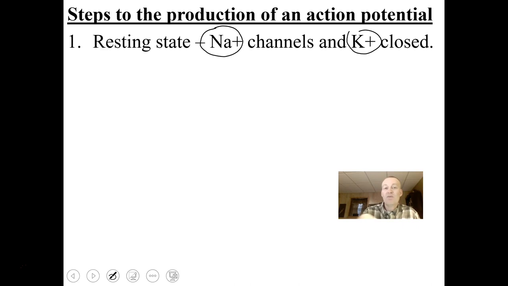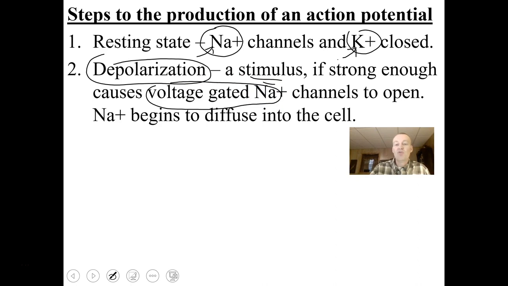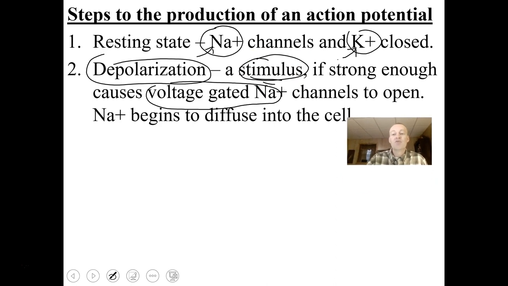But if I change the voltage, I can open up these voltage-gated sodium channels and these voltage-gated potassium channels, if I need to do that. So in a depolarization, a stimulus is going to cause the voltage-gated channels to open up, and it allows sodium to flow into the cell. And as that sodium flows in, the voltage becomes more and more positive, going from negative 70 millivolts to being more positive. So I can have a stimulus. That stimulus can be a drug. That stimulus can be a graded potential that is strong enough to send an action potential down the length of the axon.